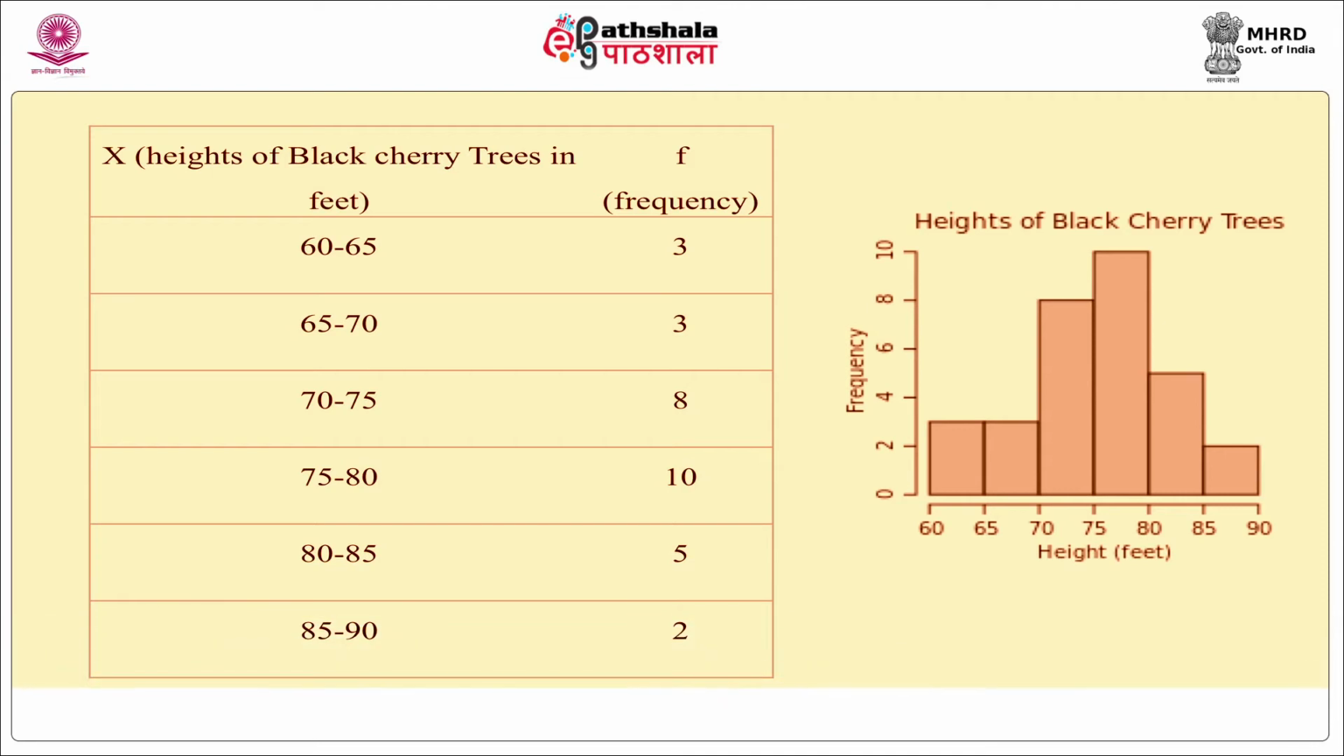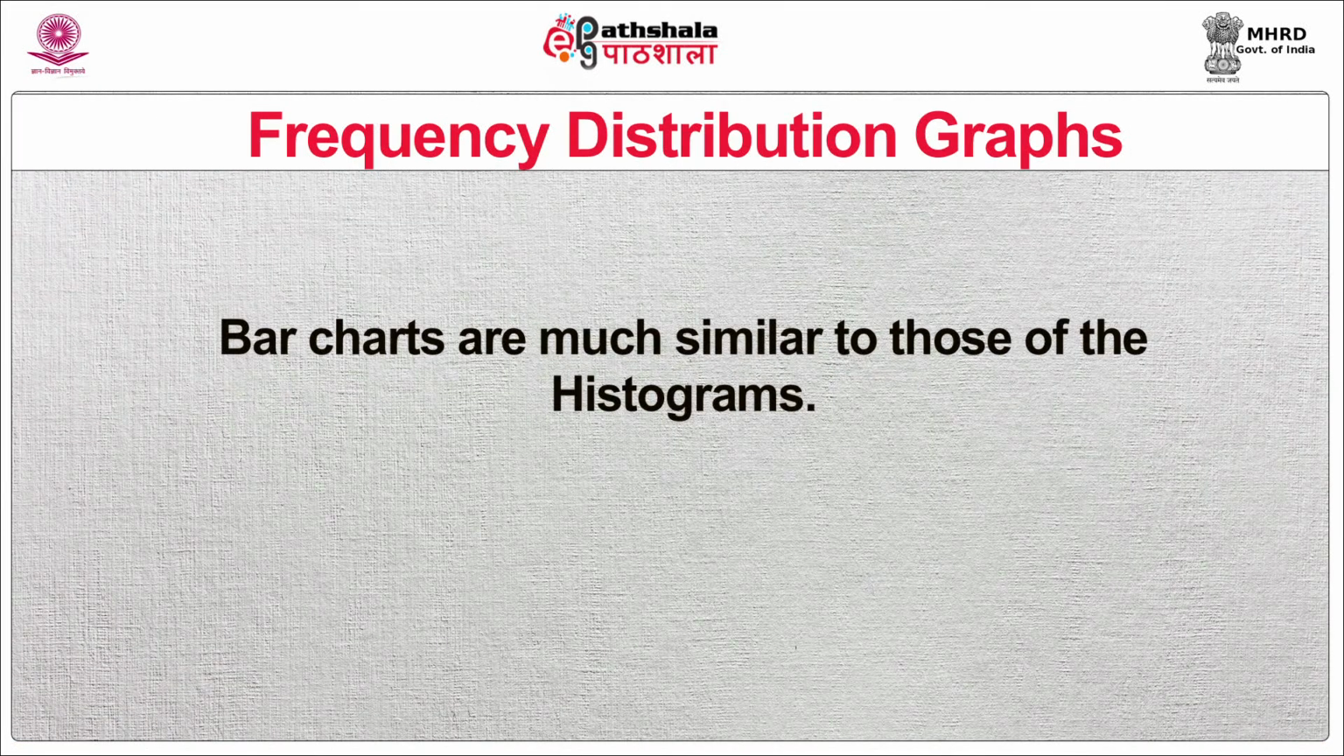Now this table is presented in the form of a histogram. After the histogram we have the bar charts. Bar charts are much similar to histograms. The major points of distinction between these two, as mentioned earlier also, are that bar charts are made for discrete series of data, whereas histograms represent the continuous form of data. Secondly, in bar charts there is a space between the bars as the values are independent of each other. But this is not the case in a histogram.